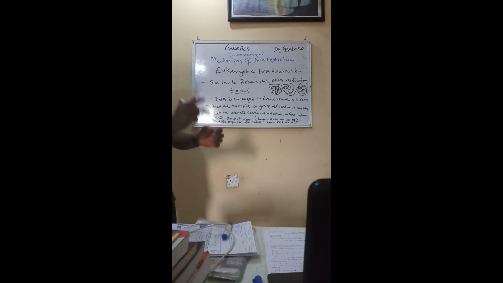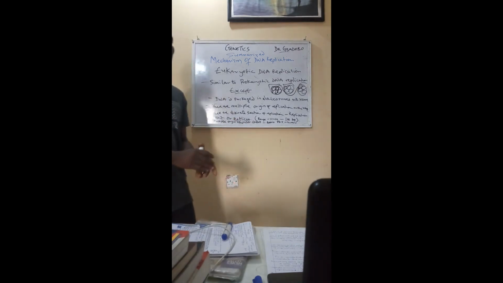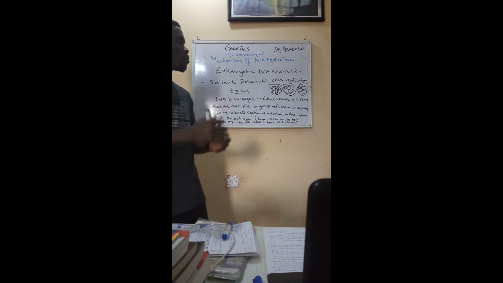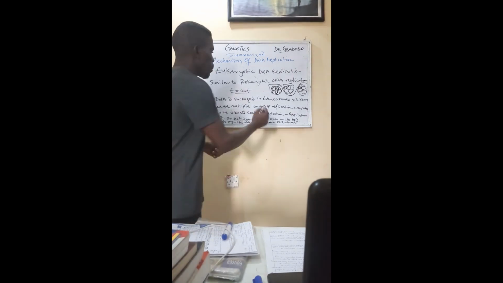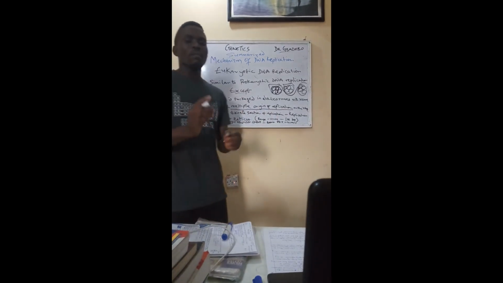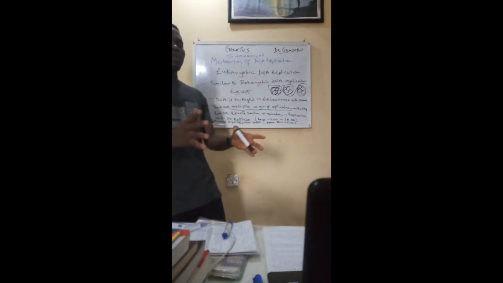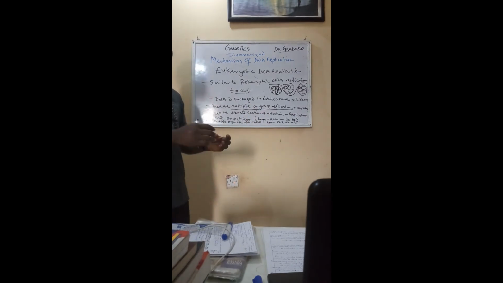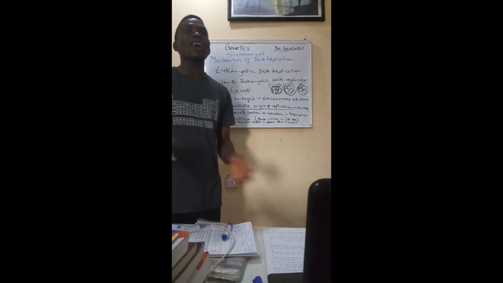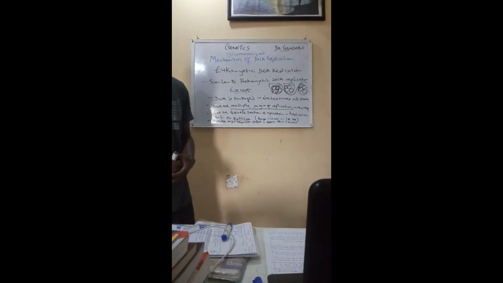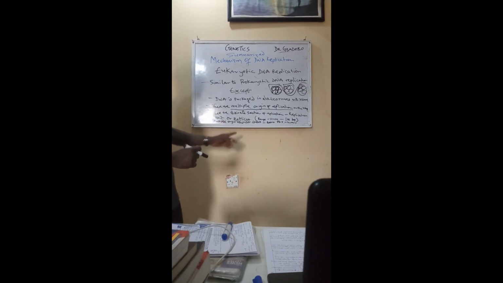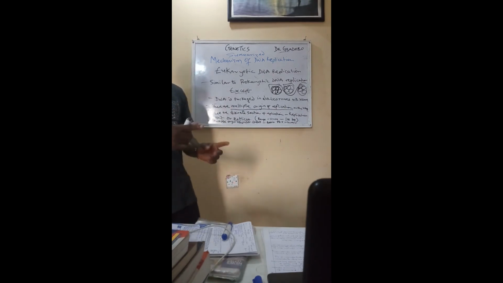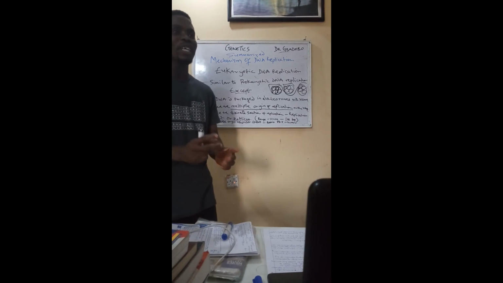And then another thing that you need to note is that in eukaryotes, unlike prokaryotes, eukaryotic DNA usually has multiple origins of replication. You find multiple origins of replication in eukaryotic chromosomes. Eukaryotic chromosomes are usually much larger than prokaryotic chromosomes, so it usually allows for multiple origins of replication. Unlike in prokaryotes, that is bacteria, where you just have one origin of replication.